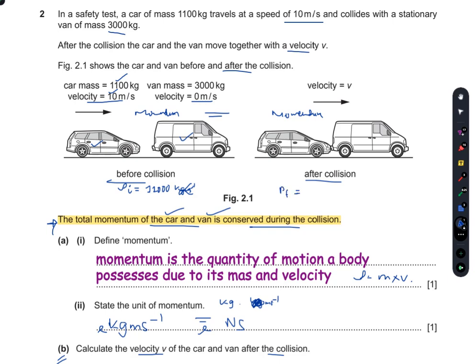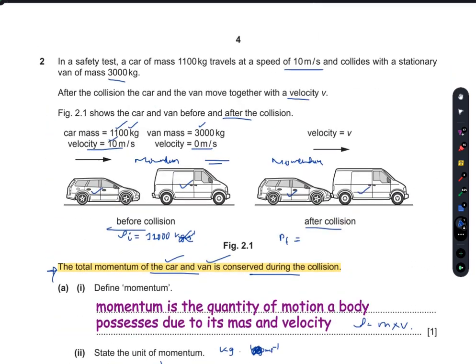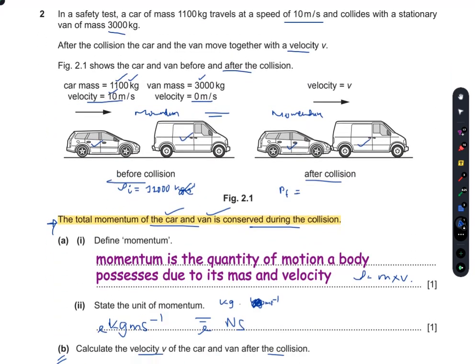So in the final momentum, both the car and the van move because the car initiates the motion of the van. So they both will have momentum here. Their total mass would be 4100 here, and now I have to calculate the velocity.